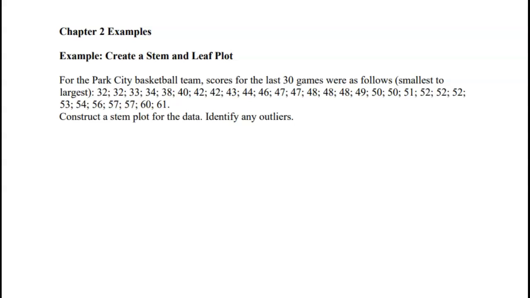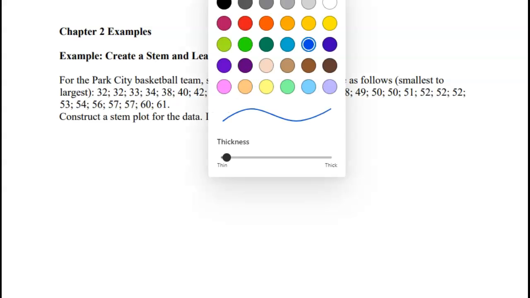Hello everybody. So here is an example on creating a stem and leaf plot. The scenario is that for the Park City basketball team, scores for the last 30 games were as follows, and they're sorted from largest to smallest. So there are 30 scores right here. We want to construct a stem and leaf plot of the data and identify outliers.